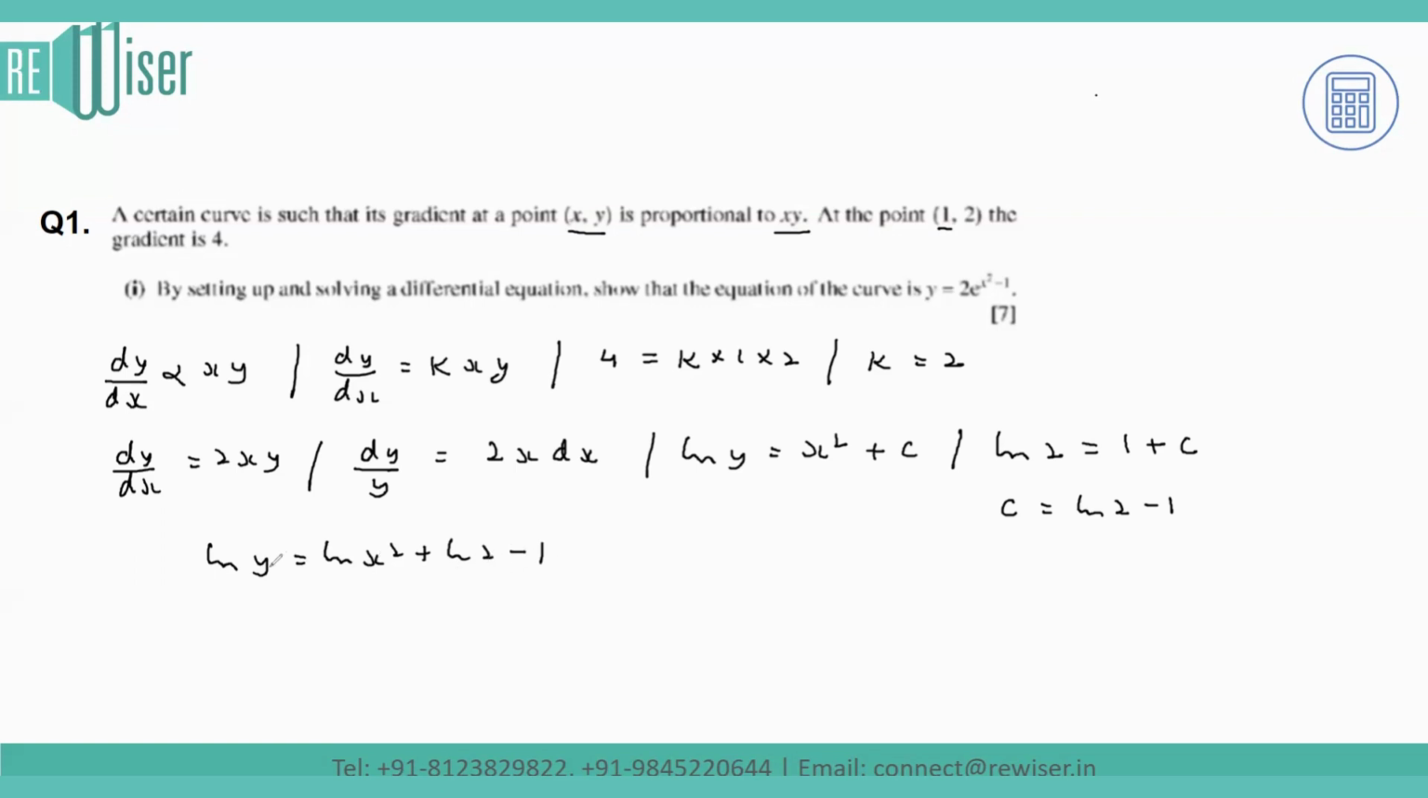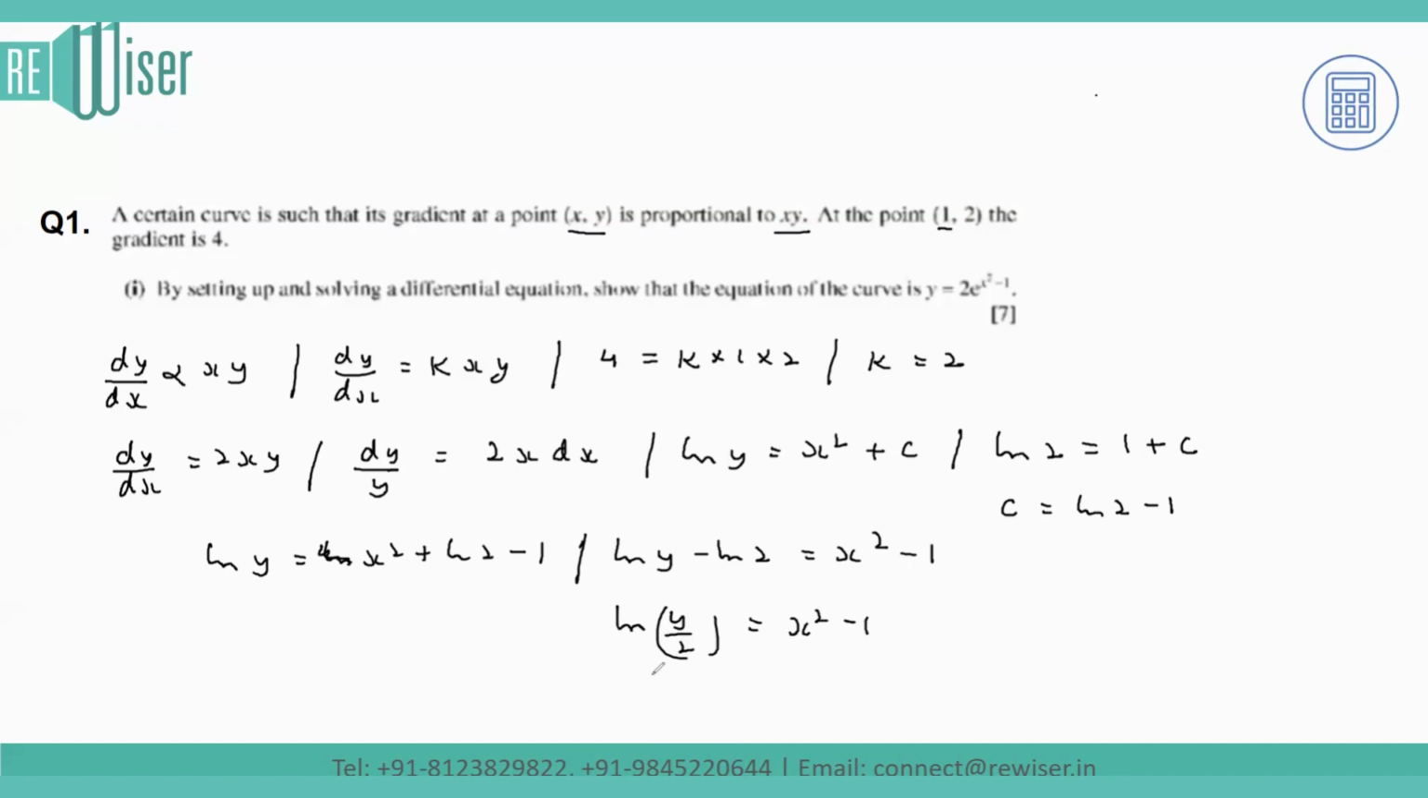If I bring all ln on one side, we can write it as, this is not ln x, this is x squared plus ln 2 minus 1. So that becomes ln y minus ln 2 equals x squared minus 1. Applying the log property, ln a minus ln b is ln (a/b), so ln (y/2) equals x squared minus 1.